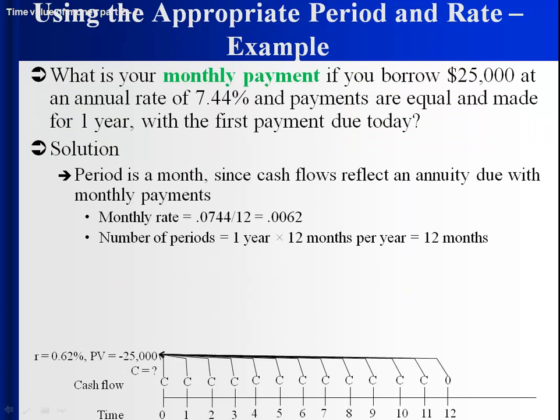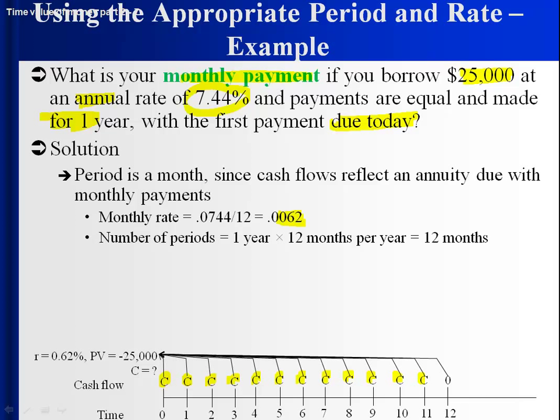This, I believe, is the last one. You borrow $25,000. You want to know what your monthly payment is. Annual rate of 7.44%. Payments are equal and made for 1 year, so we know there's 12 of them, and the first payment is due today. So 1, 2, 3, 4, 5, 6, 7, 8, 9, 10, 11, 12 periods, a month each because there's monthly payments, so we need a monthly rate because we're given an annual rate. So the monthly rate is 62/100%.